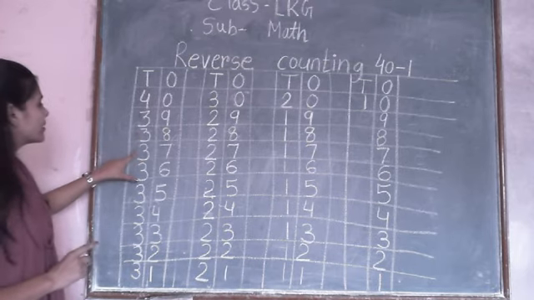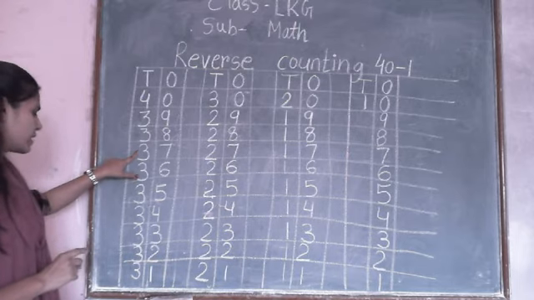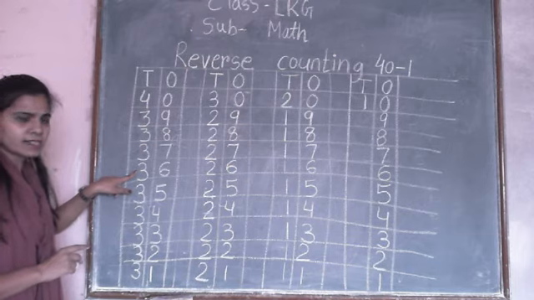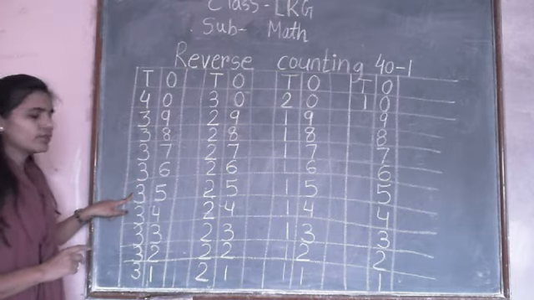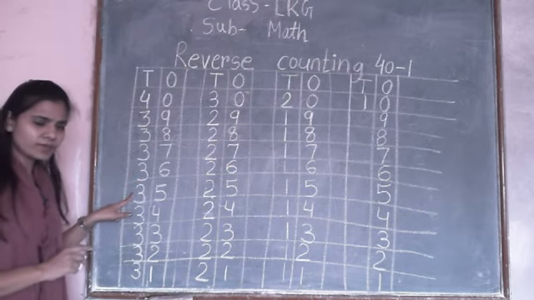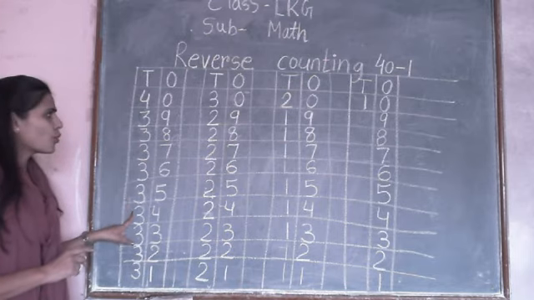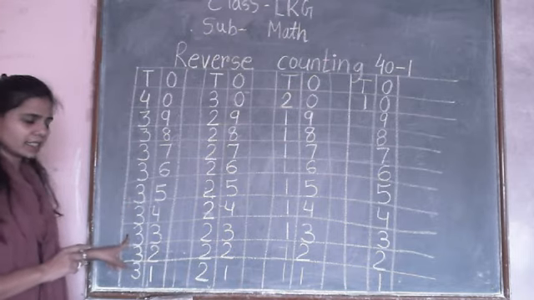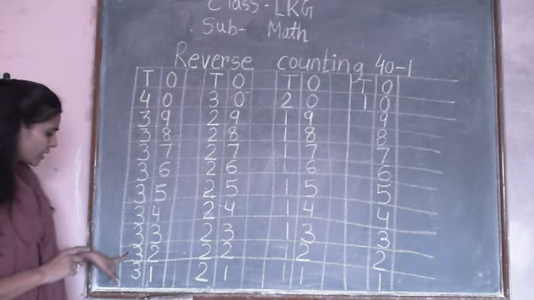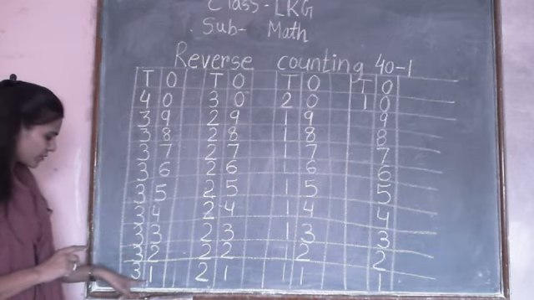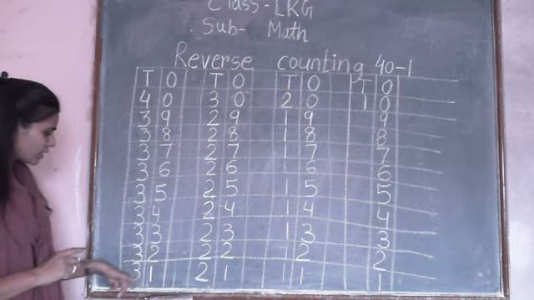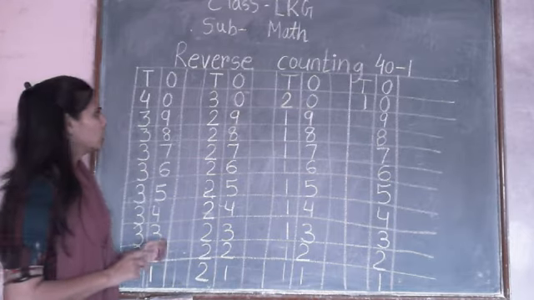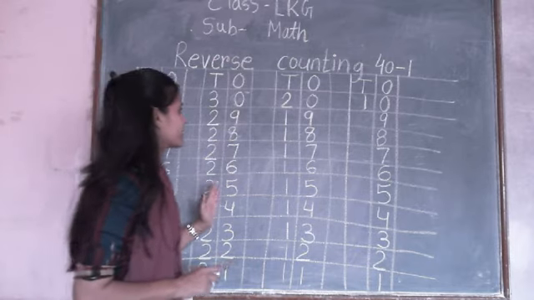So start 37, 36, 35, 34, 33, 32 and 31. Okay, all the numbers 40 to 31. Now move to the next line.